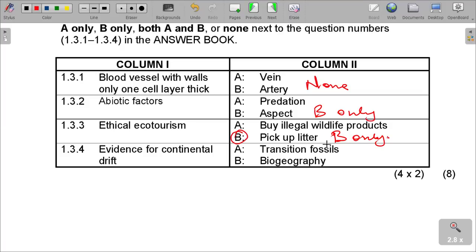Number 1.1.4, evidence for continental drift: transition fossils, biogeography. What is the evidence of what? Of continental drift. Continental drift is to say the movement of continents, to say the Earth was once a supercontinent, that we talk about, the Pangaea there. So evidence of that is defined by what? By biogeography, which is B only.